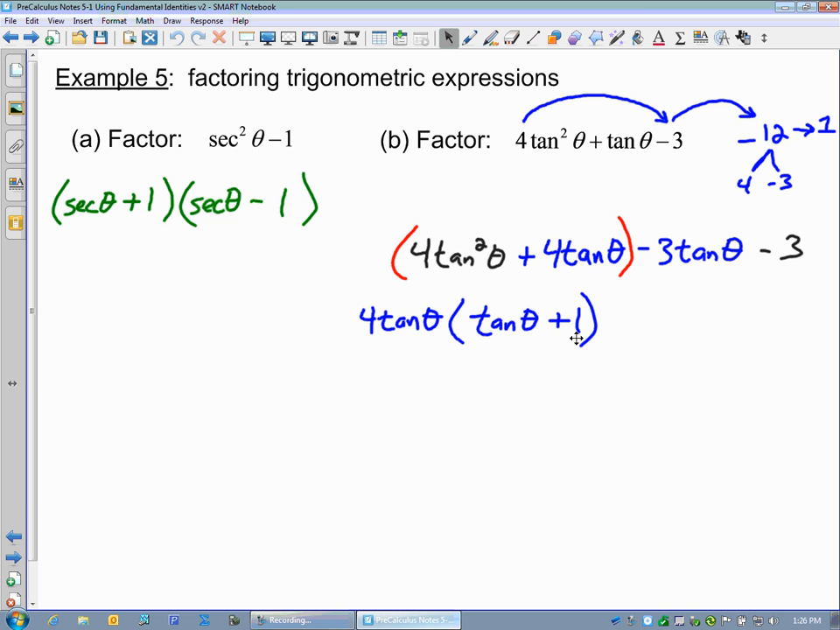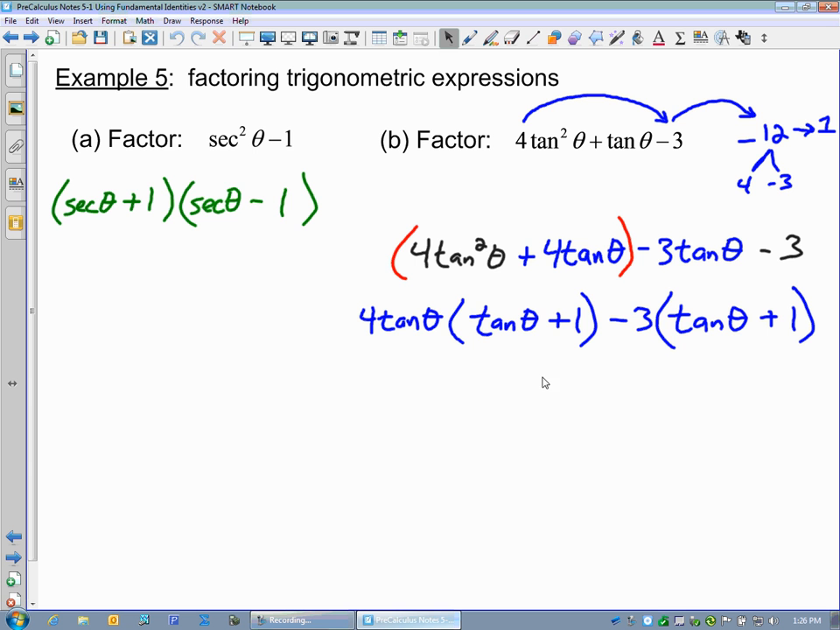Divide that by 4 tangent, you get 1. And that's factoring out what's common in the first group. In the second group, I'm reminded to factor out the negative of what's common. So 3 is common, so I'm going to factor out a negative 3. And if I do that properly, then what will remain would be tangent plus 1.